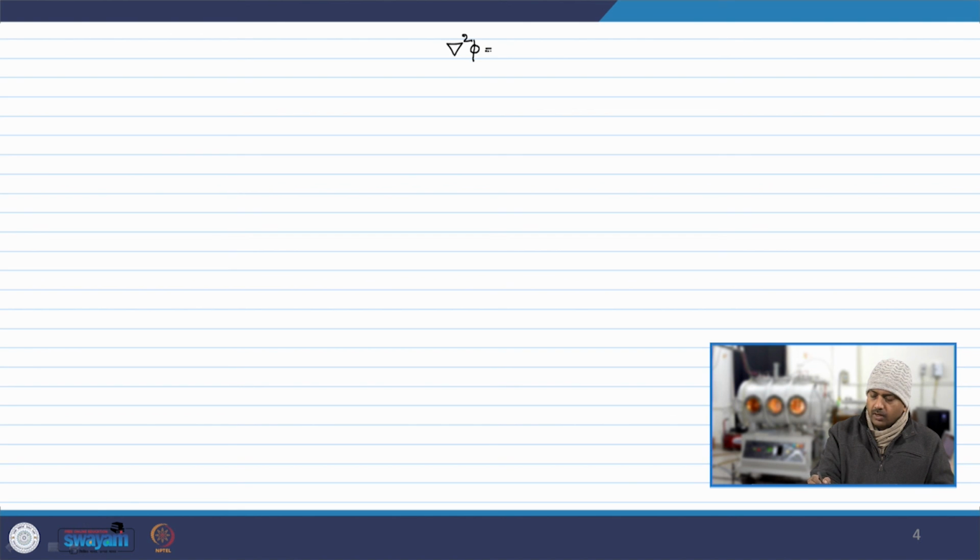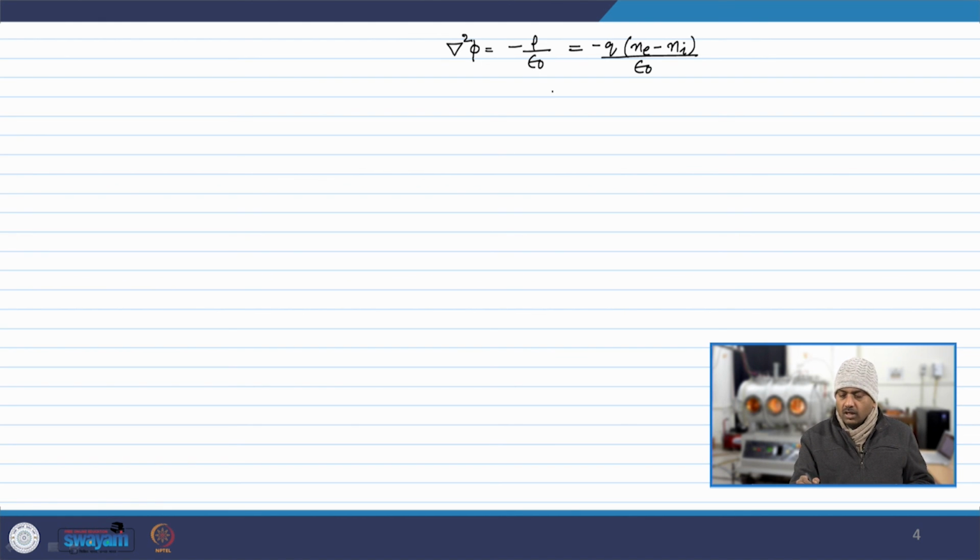Del square phi is minus rho by epsilon naught. Since we know the charge density rho is equal to Q times Ne minus Ni, divided by epsilon naught, so there is a minus here, right. Let us say we are talking about electrons, the charge of electron Q we can take to be minus e. So we will write del square phi is e times Ne minus Ni divided by epsilon naught.